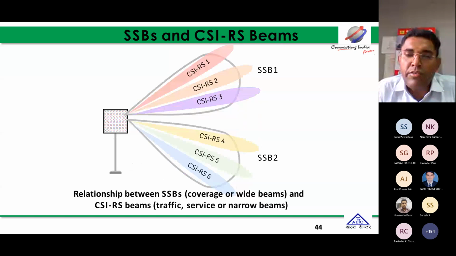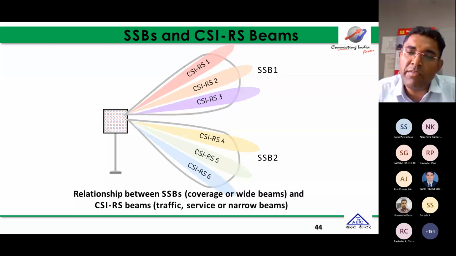Now this picture is very important, where you can see there are different SSB beams. I have already told you the SSB beam verifies the coverage in 5G. The SSB beam is a wider beam. It is analog beamforming. It is a predefined weight that is applied on the antenna elements.